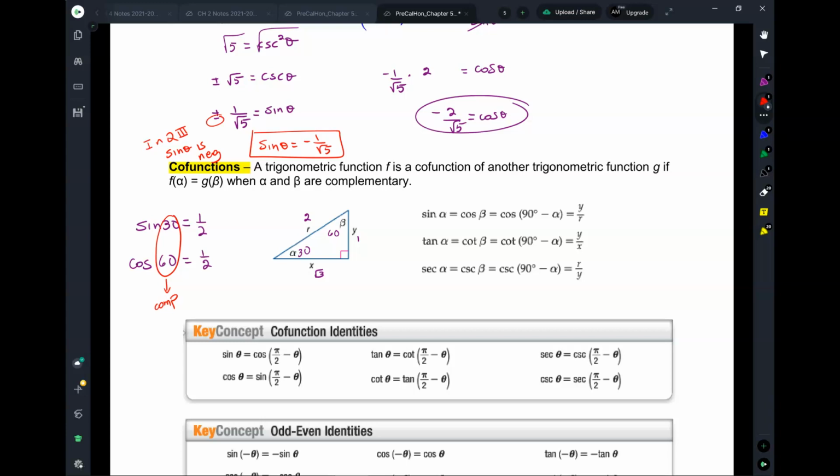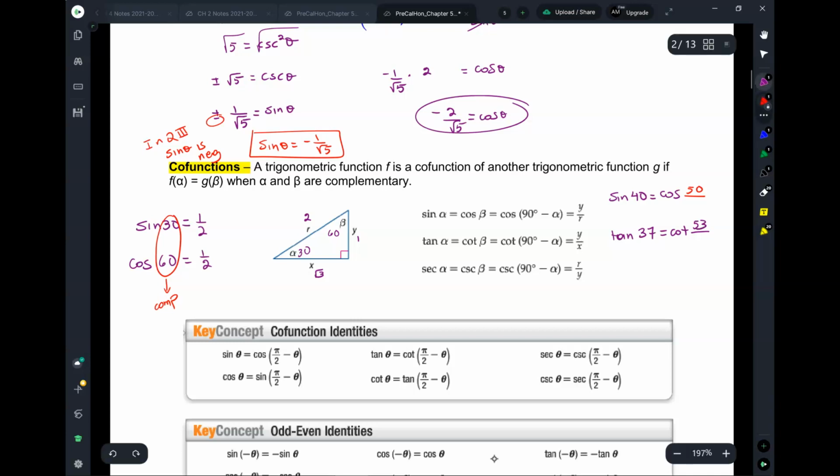Okay? So suppose you have an angle of 40. Sine of 40 is the same as cosine of what angle do you think? 50, 90 minus. Okay? You see what I mean? So tangent of 37 is equal to cotangent of what angle? I'll give you a tough one now. 53. Okay?